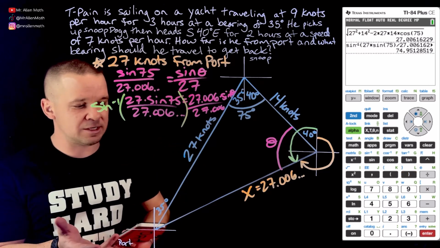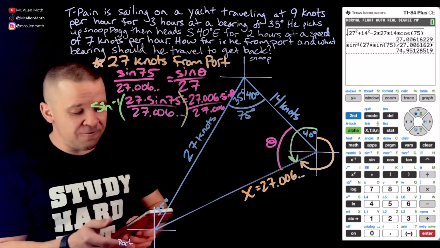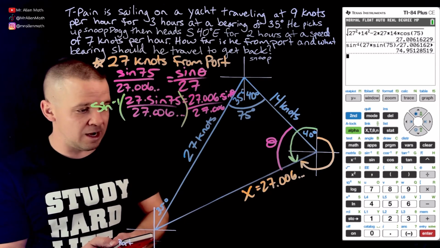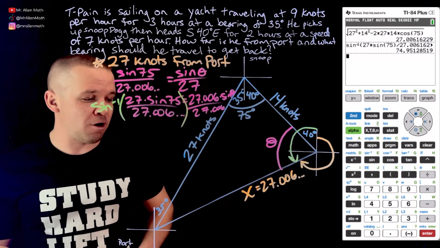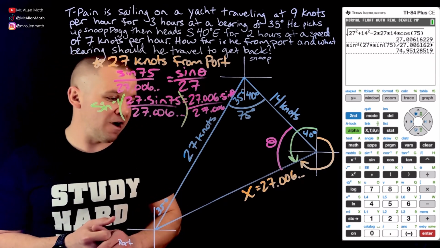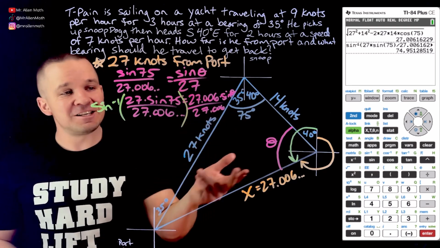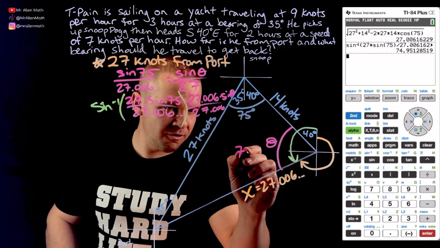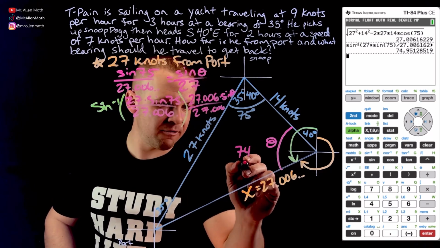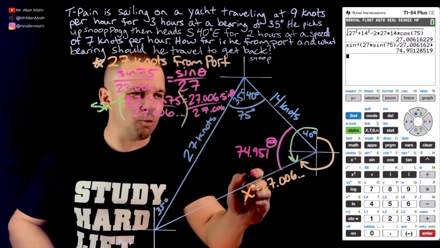But here we go. I'd get myself 75.95. If you wanted to type it in as a fraction, you'd have to do, actually, I'm not even going to show you that. Never mind. We're going to go with this. Okay. So 74.951. So very, very close to the 75 degrees as we figured, right? So 74.951. So how are we going to use this?